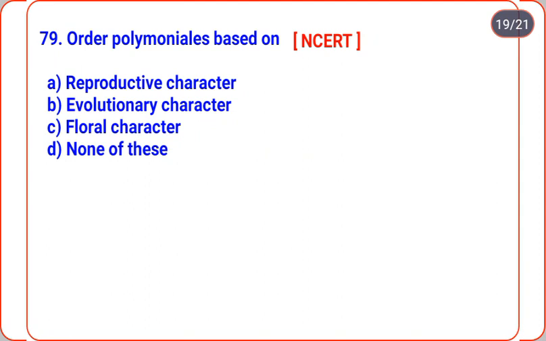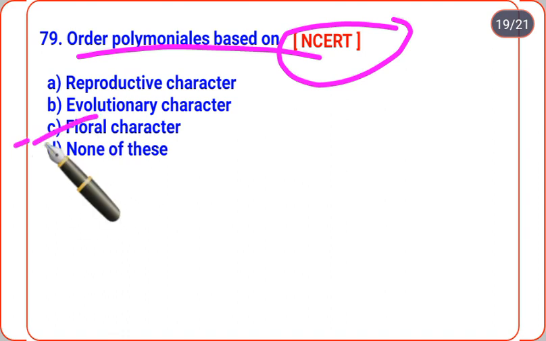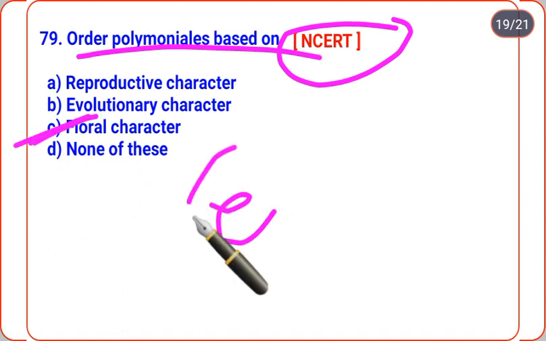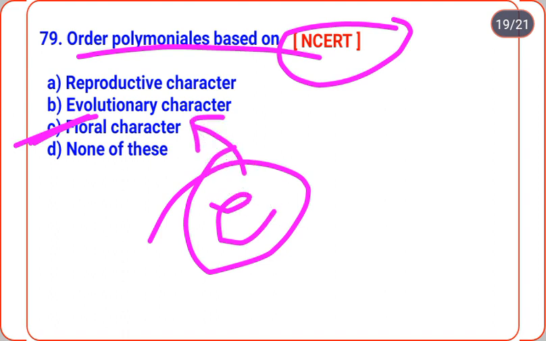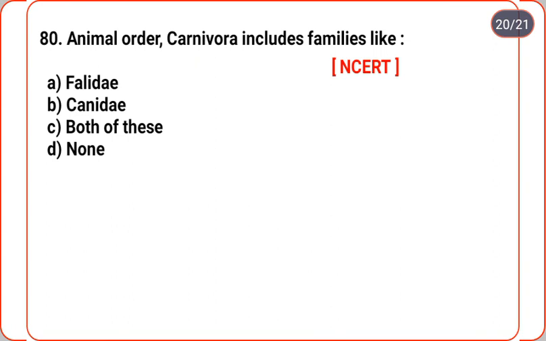Question number 79. Order Polymoniales based on, from the NCERT book. All the questions are from the NCERT book. Order Polymoniales based on: option A, reproductive character; option B, evolutionary character; option C, floral character; option D, none of this. So in this question, very important, I repeat, order Polymoniales based on floral character. So guys, remember it. Option C is our correct answer, floral character. Okay, next.